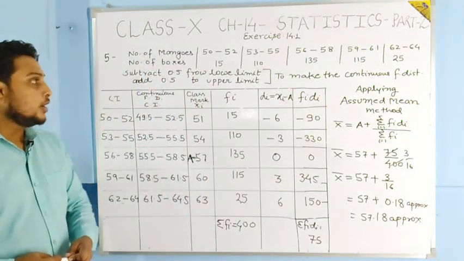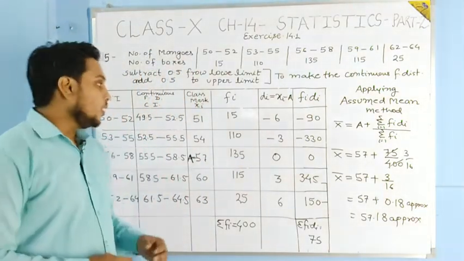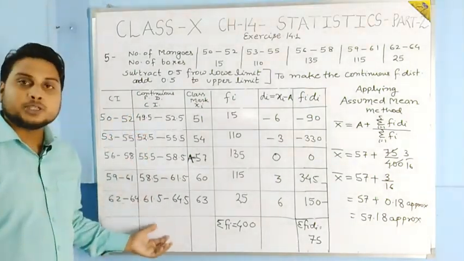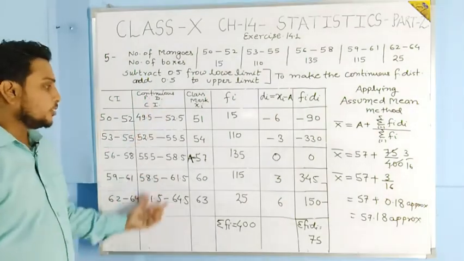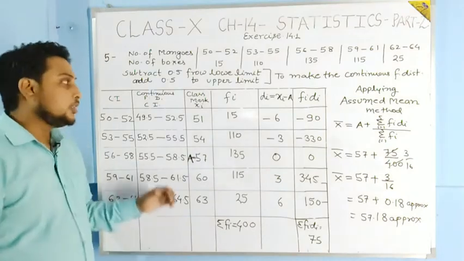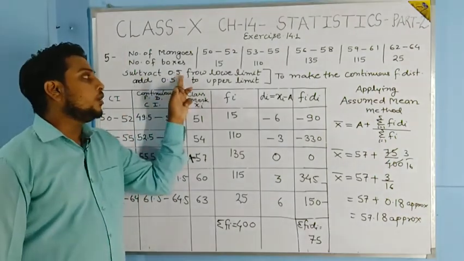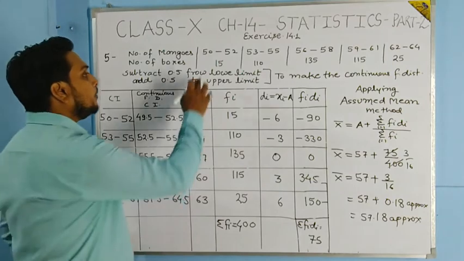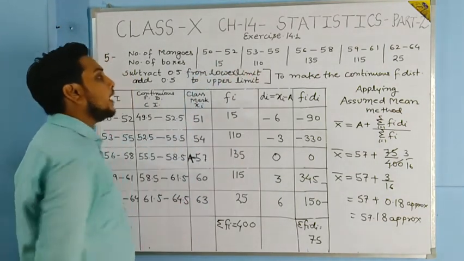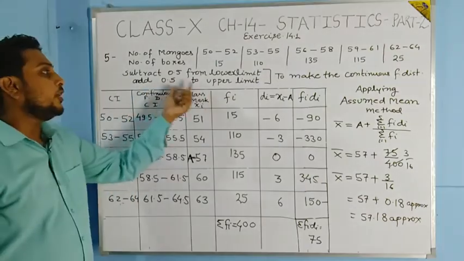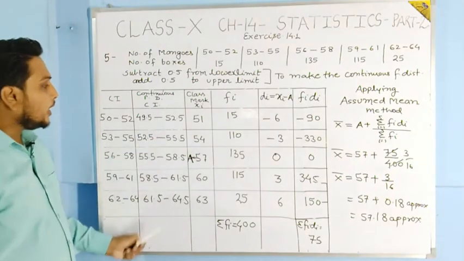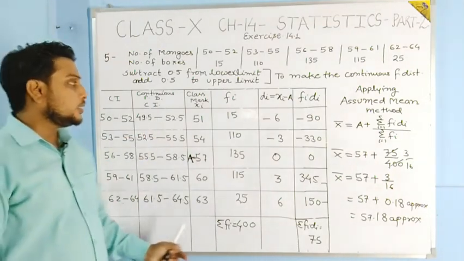Okay students, so like this we can solve this question also. What we have done, firstly we have made the frequency distribution a continuous frequency distribution. How have we made the continuous frequency distribution? By subtracting 0.5 from the lower limit and adding 0.5 to the upper limit. So by subtracting and adding we have got a continuous frequency distribution.